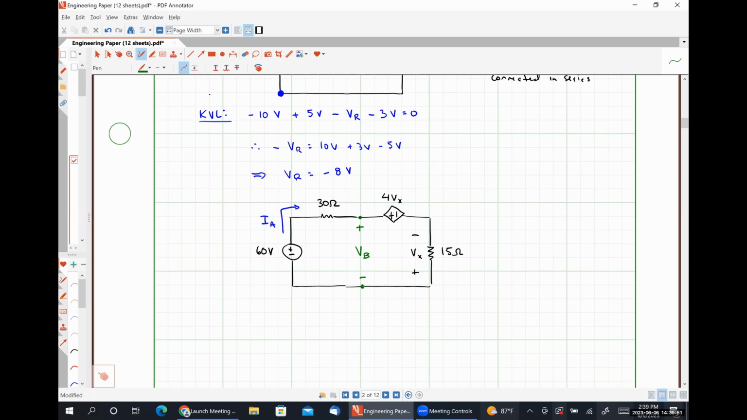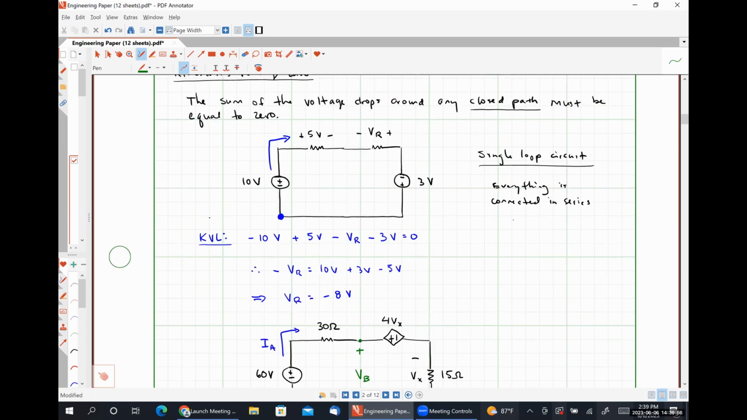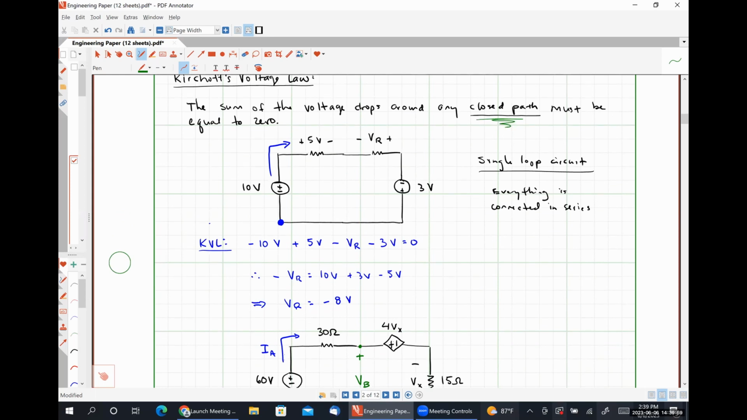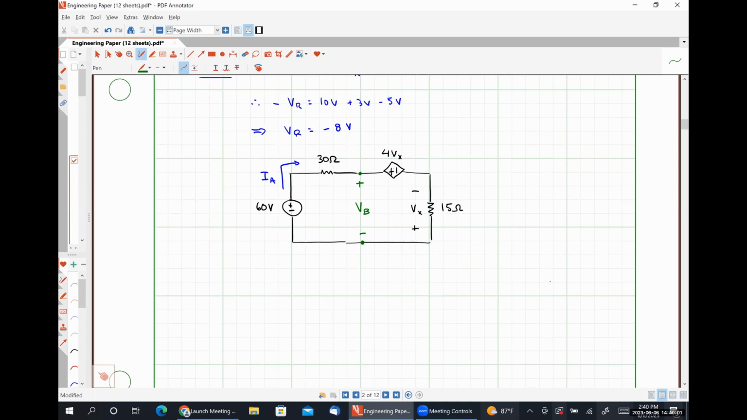And the reason why I'm trying to have us solve for this quantity VB is so that I have an excuse to talk about this concept of a closed path that I underlined up here. So this is a single loop circuit. So we are going to use Kirchhoff's voltage law as our first place to start. Because we have a specific current that we're trying to solve for, and that current is flowing around this loop in a clockwise direction, I'm going to use that direction to write my KVL equation.